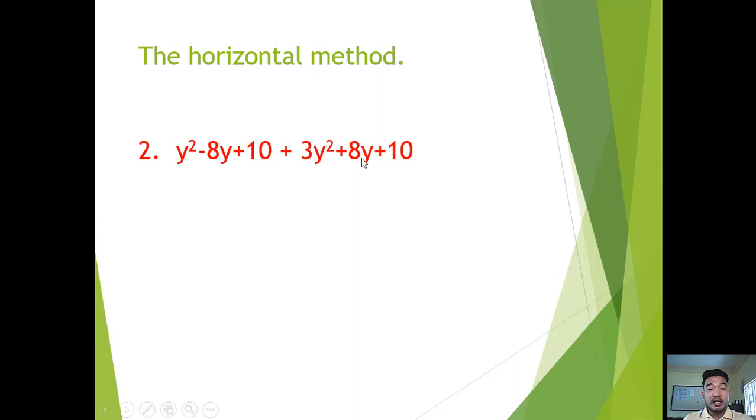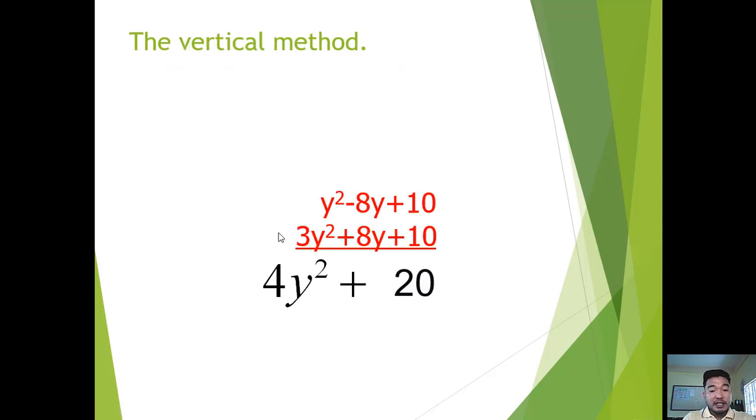Negative 8y plus 8y is 0. So we do not write it anymore. 10 plus 10 is equal to 20. So the sum here would be 4y squared plus 20. How about the vertical method?